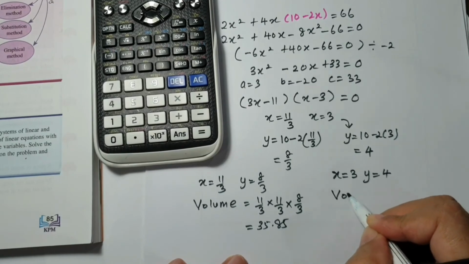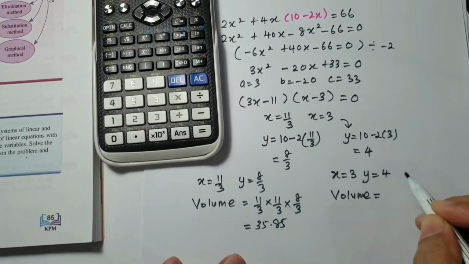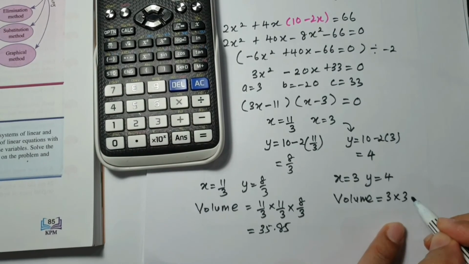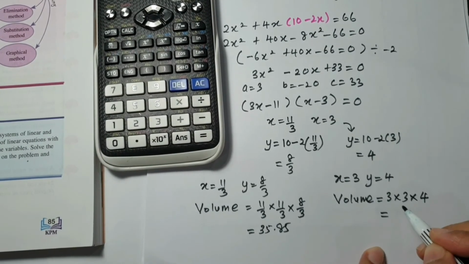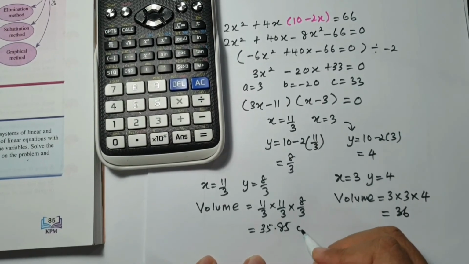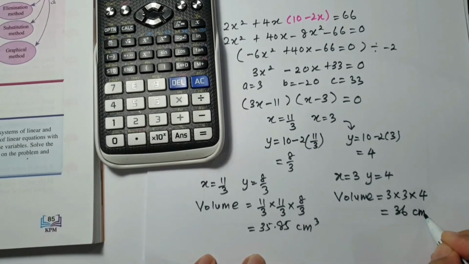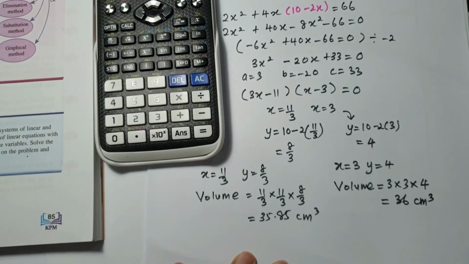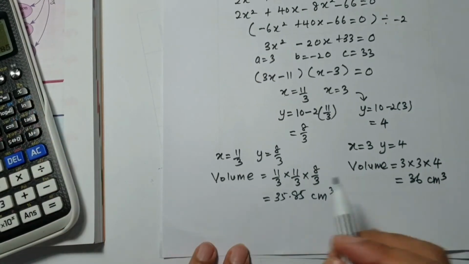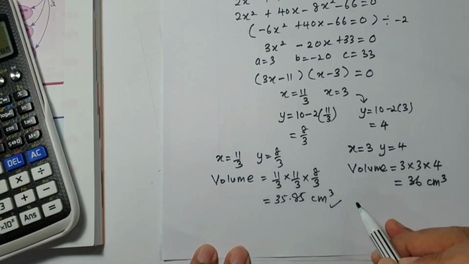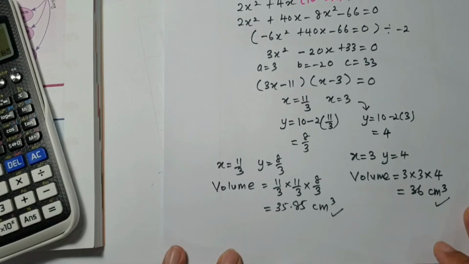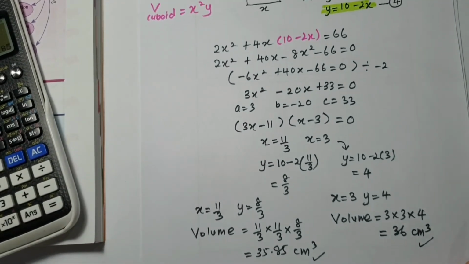So the volume is x times x times y, length times width times height. So 36 cm cubed. So the possible volumes for the cuboid are 35.85 cm cubed and 36 cm cubed. So you have two possible values of volume here.